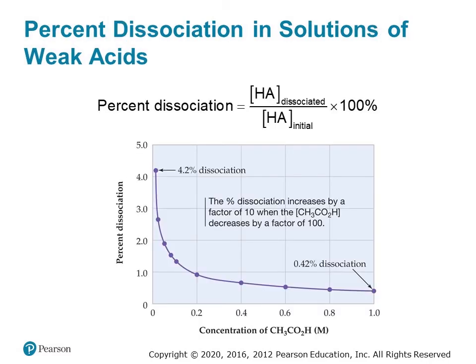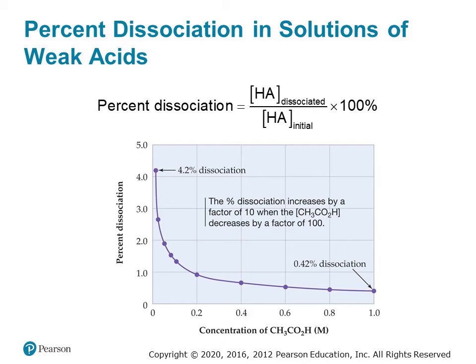Another question you might come across is the notion of percent dissociation of a weak acid. In other words, of the initial concentration of the weak acid, how much is actually dissociated? This is equal to the concentration of the dissociated ions, either the hydronium or conjugate base concentration, divided by the initial concentration of the acid itself, multiplied by 100 to convert it into a percentage.